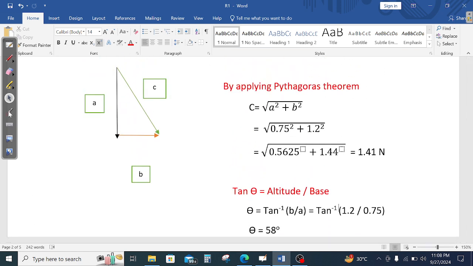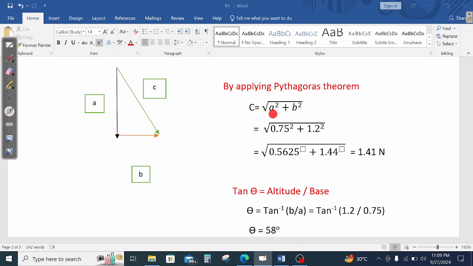Okay. Now look at that. I made the diagram similar to the one on the question paper. This is the load. I have given the name A, and this is the wire. The name of the wire is B, and this is the resultant of two forces, that is C. You have to find the C. So by applying Pythagoras theorem, C will be equal to the square root of A square plus B square.